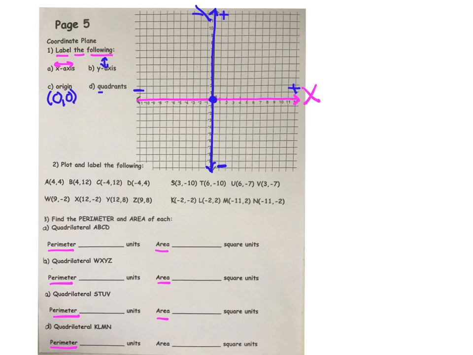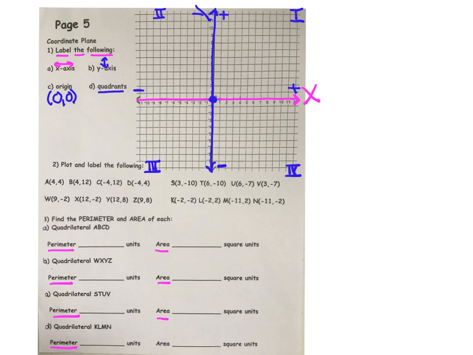And lastly, let's label the quadrants. This is quadrant 1, and we're using Roman numerals. Quadrant 2, quadrant 3, moving counterclockwise, and lastly, quadrant 4.